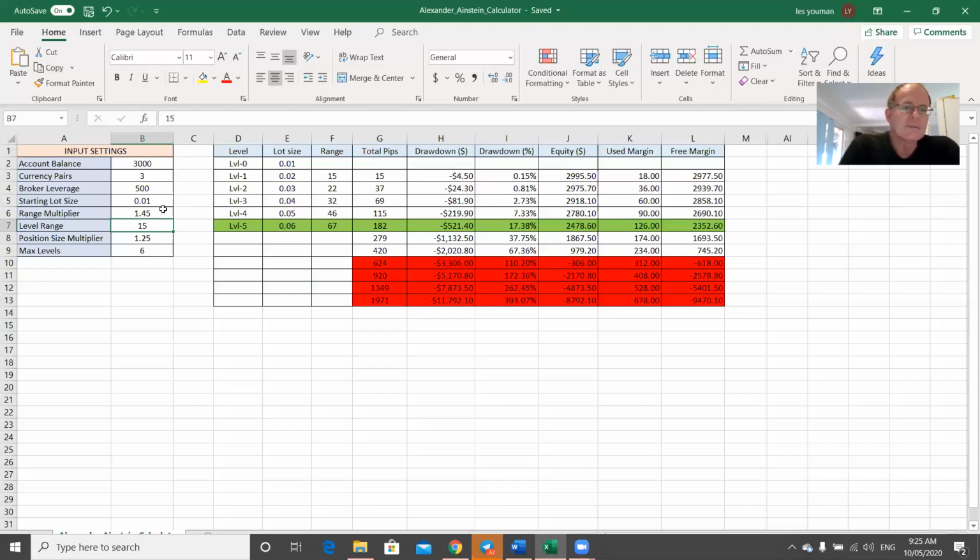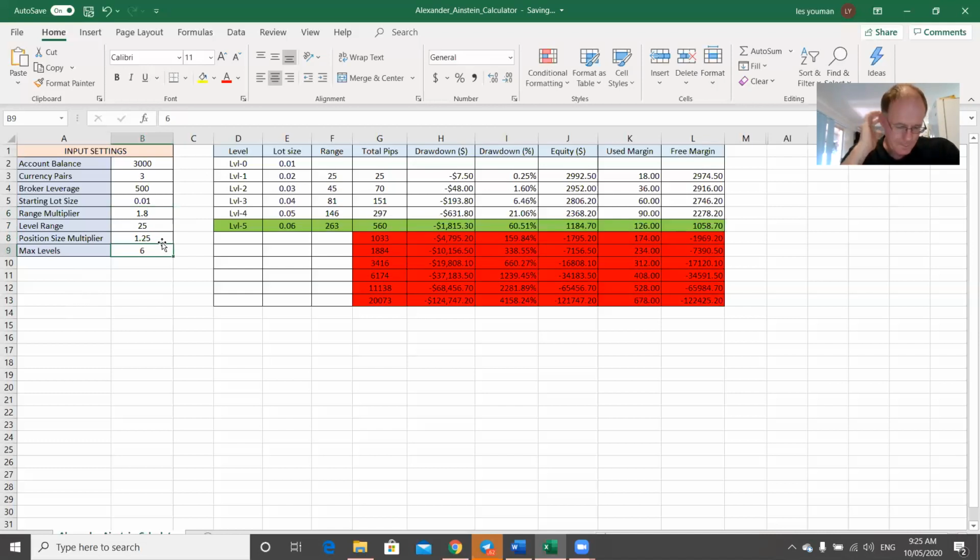So I'm going to go to my level range. I would change it up to 25. My range multiplier, my notes aren't very good, but my range multiplier 1.8, and my position size multiplier, I think I left it at 1.25. Just let me see how this worked out. And I only fit 4 trades in play at any one time as well.